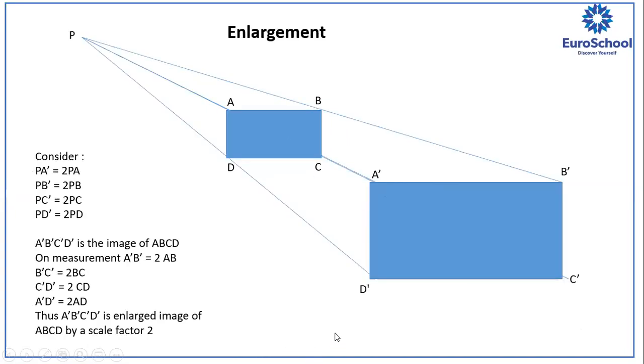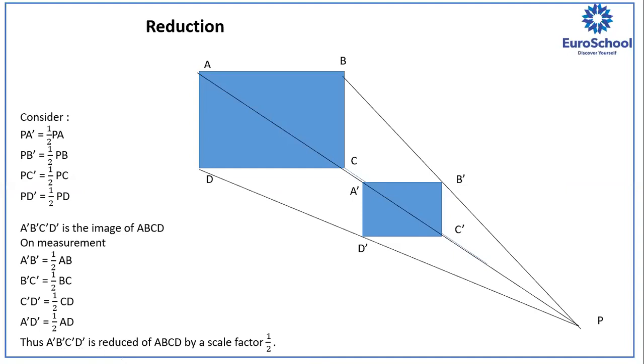In enlargement, we use the scale factor to multiply, to increase the value of the resultant image. In reduction, we use the scale factor to reduce the value because we are reducing the picture. Understood? Is this concept clear or not? Enlargement and reduction. Yes, ma'am. I'm not clear with the reduction. Reduction is not clear? Okay.